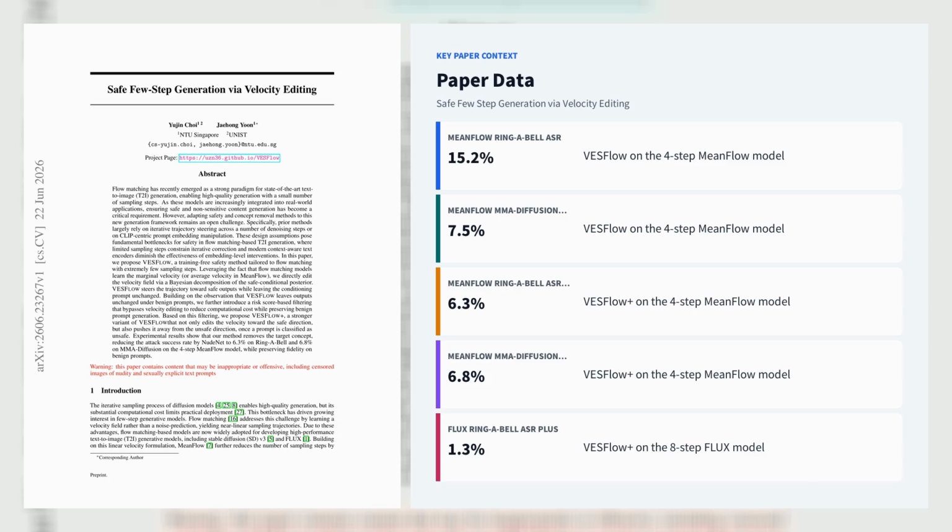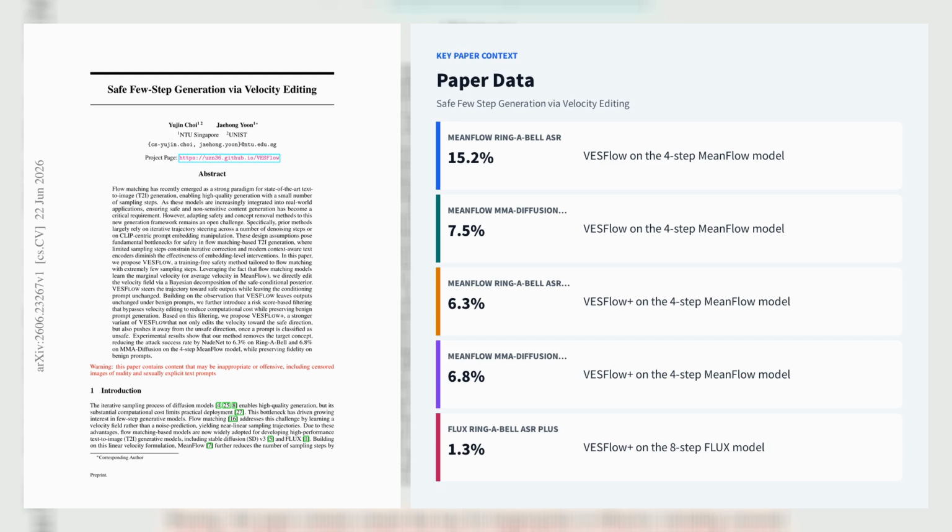Let's explore the third paper, Safe Few-Step Generation via Velocity Editing. Safe Few-Step Generation via Velocity Editing by Yu-Jin Choi and Jae-Hong Yoon of NTU Singapore and UNIST introduces VES Flow, a training-free safety method for flow matching text-to-image models such as Flux and MeanFlow.